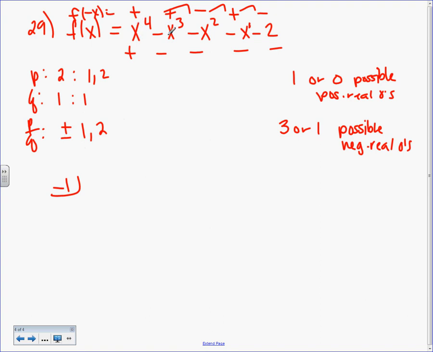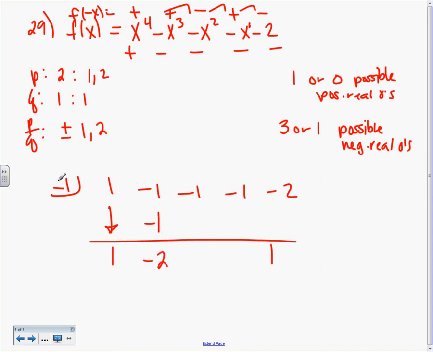So we have 1, negative 1, negative 1, negative 1, negative 2. No holes or gaps, right? You guys can all do synthetic division. Why don't you try this really quickly without me? If I'm going too fast, go ahead and pause it, and then you can catch up, right? Drop the 1, multiply, negative 1, add, negative 2, multiply, 2, add, 1, multiply, negative 1, add, negative 2, multiply, 2, add. Awesome! We found an answer.